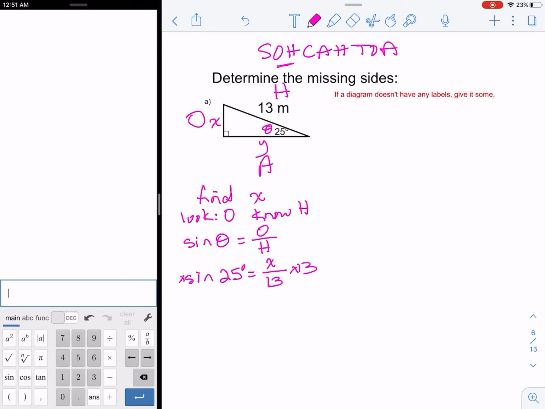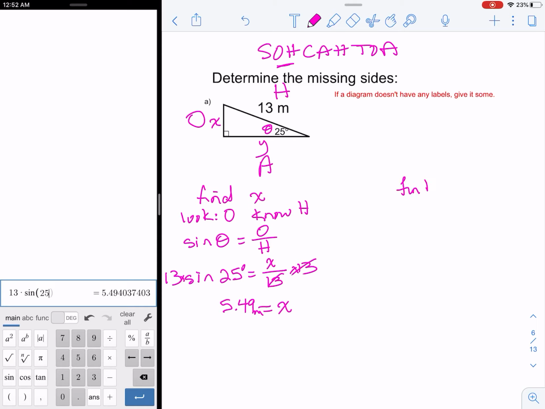Multiply both sides by 13. That'll cancel that out. So x will equal whatever 13 times the sine of 25 is, which is 5.49, and I guess that's in meters.